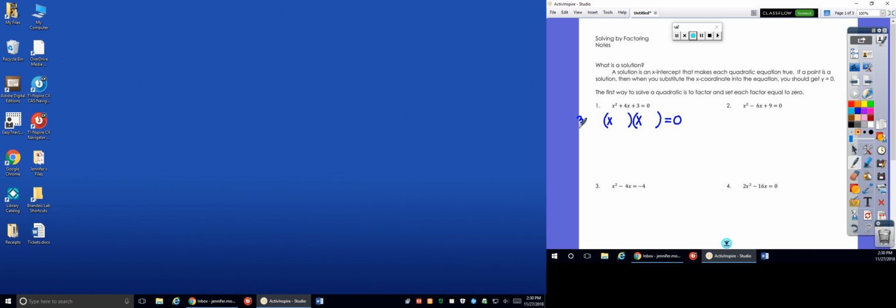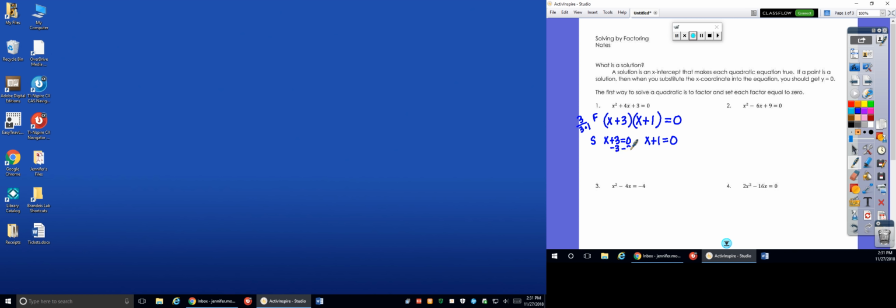Well, 2 factors of 3 that add up to 4 would be 3 times 1. So my 2 factors are x plus 3 and x plus 1. Now, to go from here, these are called the factors, to finding the solutions, you have to set each one of these parentheses equal to 0. Actually, let me rewrite that. So you have to take x plus 3 and set it equal to 0, and you have to take x plus 1 and set it equal to 0. And then we solve to find what the x value would be.